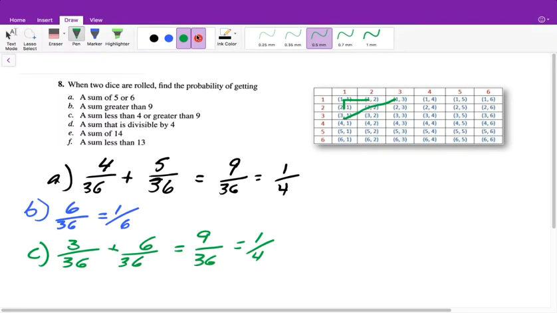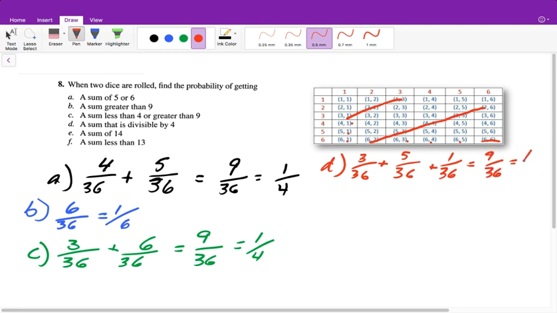Our next one, let me just erase this really quick. So our next one, for D, we have a sum that is divisible by 4. So divisible by 4, we have obviously 4, so there's 3 cases there, so 3 out of 36. See, 5 is not divisible by 4, 6 isn't, 7 isn't, 8 is, so we have 1, 2, 3, 4, 5. So plus 5 out of 36. 9 isn't, 10 isn't, 11 isn't, but 12 is, so then we have plus another 1 out of 36. And that is equal to a total of 9 out of 36, which is 1 out of 4 as well.